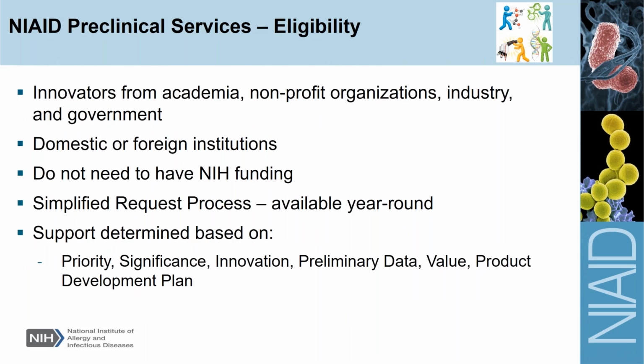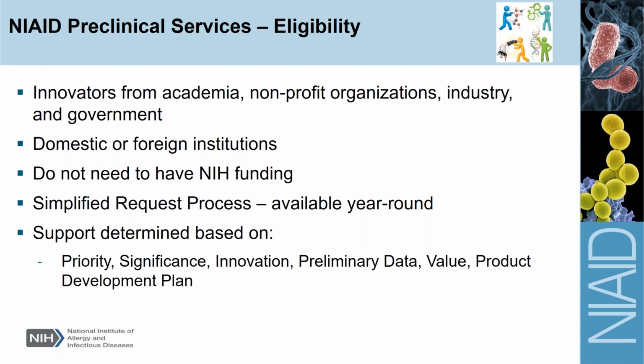So finally, just a couple words on eligibility, just to make it clear that these services are available to you regardless of the type of organization you're from, whether it's academic, nonprofits, industry, government, whether you're located in the US or anywhere internationally, these services are eligible. You are free to apply. You do not have to have funding or current funding or prior funding from NIH to apply for these. And it's a fairly simplified request process. Requests are short applications that can come in year-round and are reviewed internally for approval.